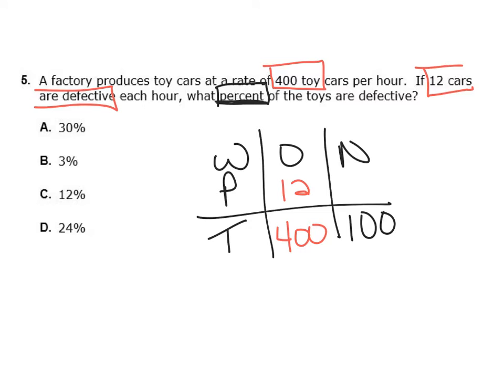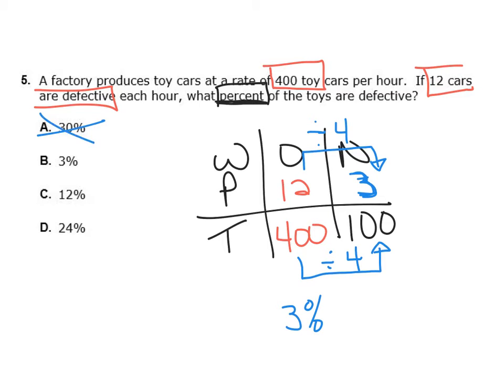So in this case, I could see a scale factor. So 400 to get to 100, I had to divide by 4. So that means I need to do the same for my part. So 12 divided by 4 is going to give us 3. So that means because it's 3 over 100, that's going to be 3%. So if you look at your answer choices, we have 30%, that's wrong. We have 3%, we have 12%, that's wrong, and 24%, that's wrong. So my answer is letter B.